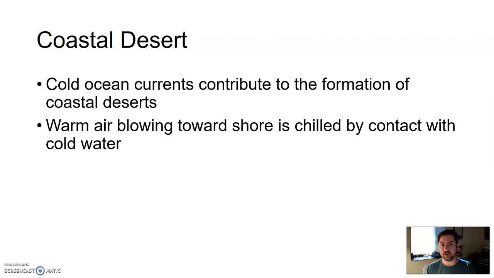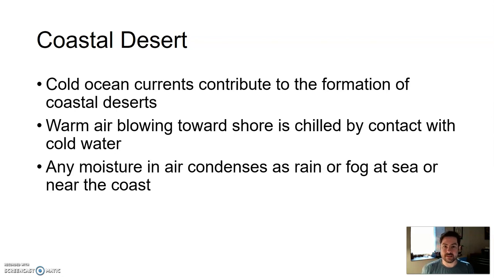So you get warm air blowing towards shore, and it's cooled as it goes over the cold ocean currents. The atmosphere and the surface of the ocean interact very well with one another. So if you have a cold ocean current and warm air moving over it, well, that current's going to cool it down as it interacts with that cold ocean current. As warm air cools, it loses its ability to hold moisture, so it's going to drop that moisture, and then as it moves onto land, it's now dry.